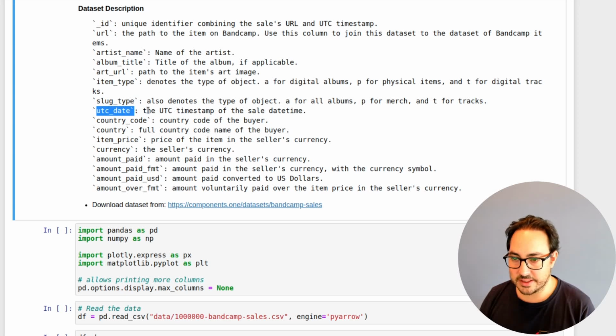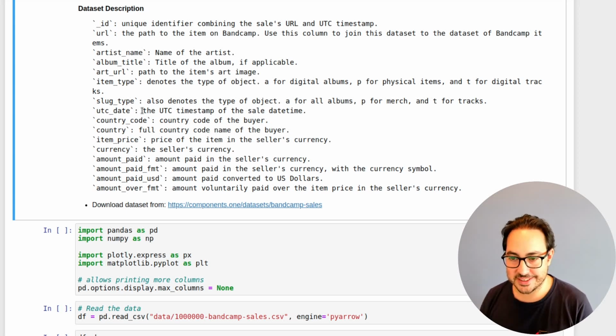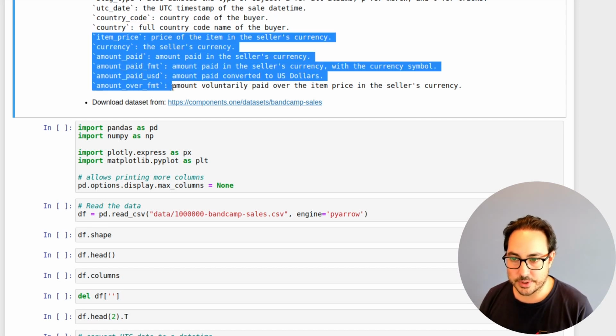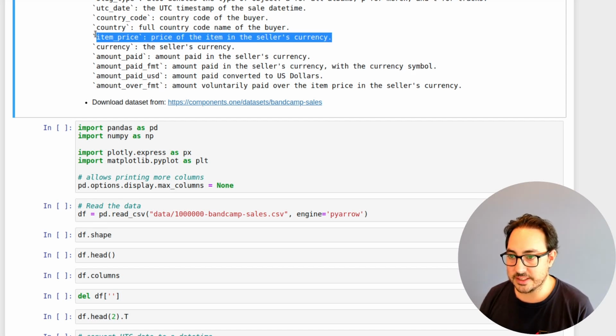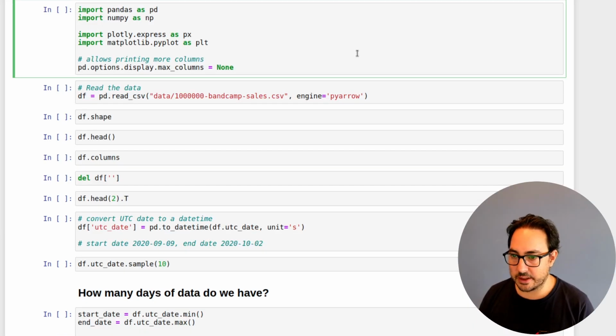There's the date, but the date is an epoch. The epoch means the number of seconds since one particular date in the 1970s. There's a way to convert that to Pandas datetime. And then there's the country code, the country, and here we have the price information. This is the item price, how much it was listed at in the seller's currency. And then there's the currency. There are multiple countries, so there are multiple currencies, so that's one thing to keep in mind. And this is the amount paid in the seller's currency, and this is converted to dollars. Okay, so let's get to it.